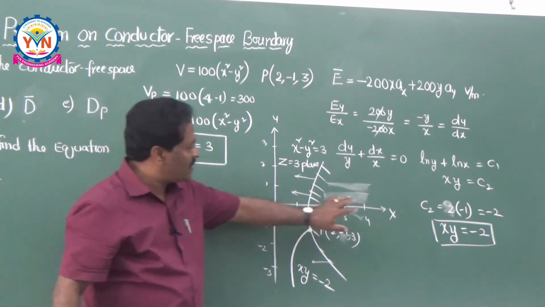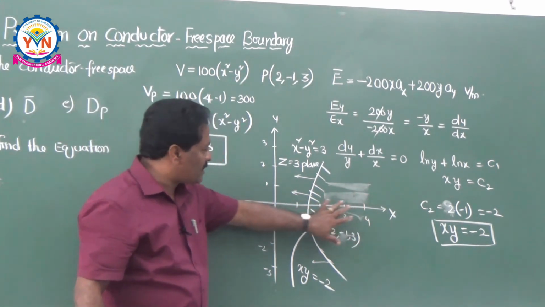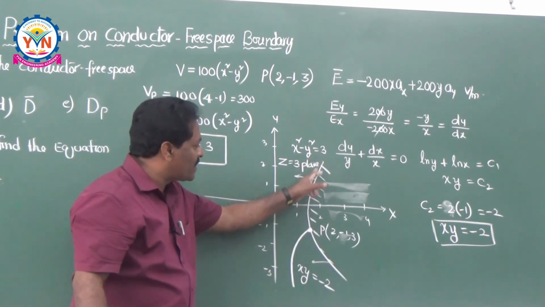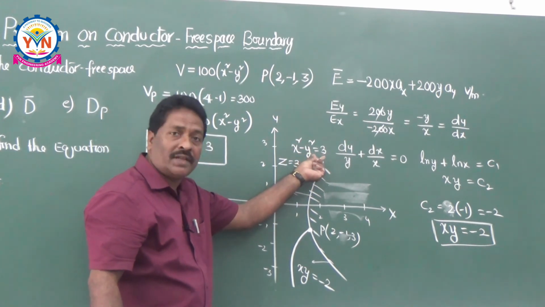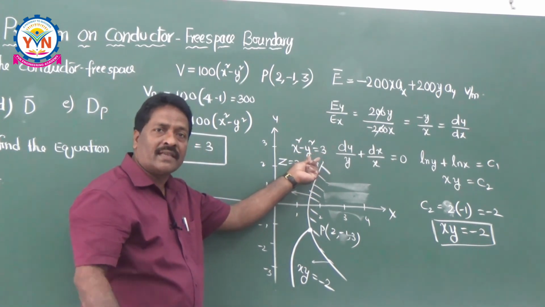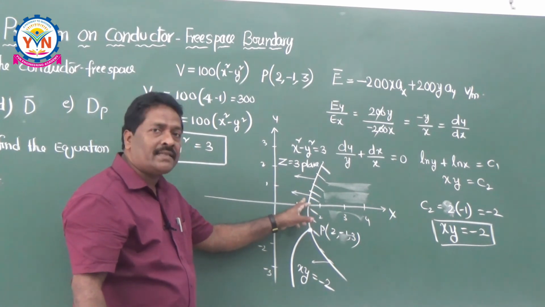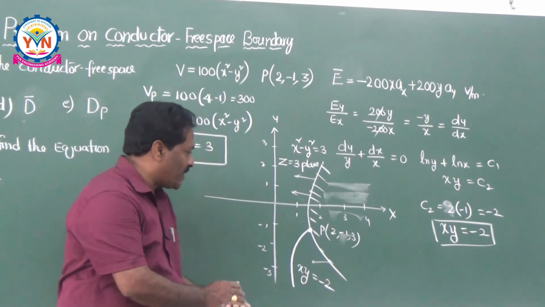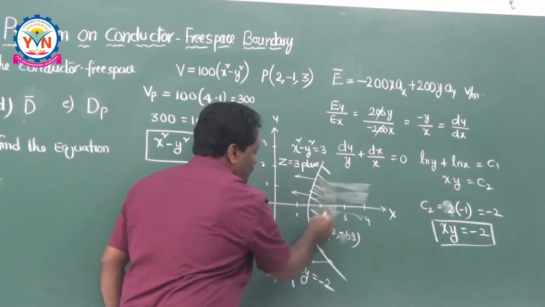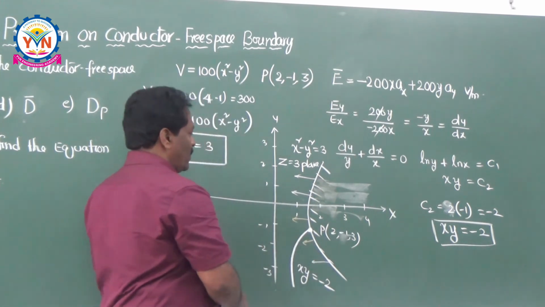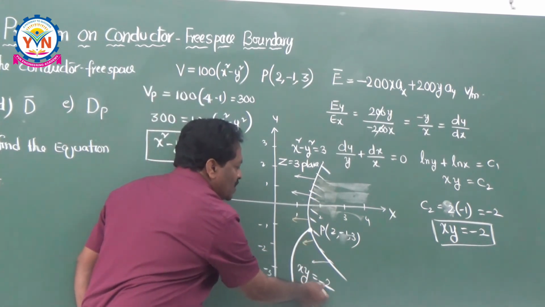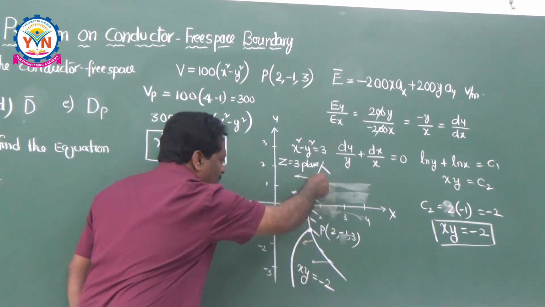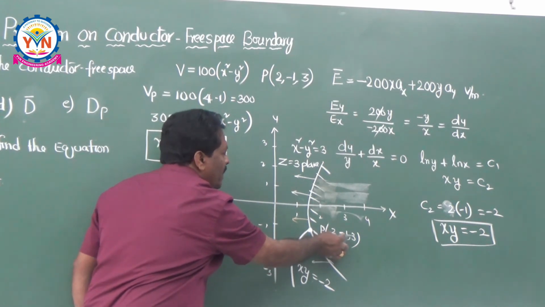So remember, this is nothing but the conducting medium, and this is nothing but another medium, and this is nothing but the surface of the conductor. The equation of this conducting surface is x square minus y square is equal to 3. And from your boundary condition, you can say the electric field intensity or flux density always will be at an angle of 90 degrees to this conducting surface. So that is the reason this is the conductor and this is the flux that is coming out like this. So finally, xy is equal to -2 is nothing but the equation of the streamline of this conducting surface equation at the given point P of 2, -1, 3.